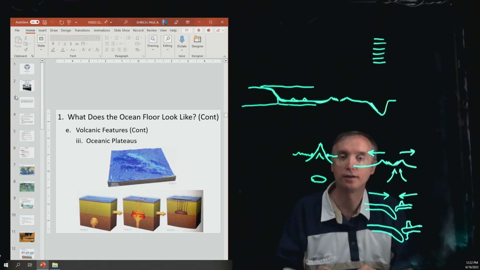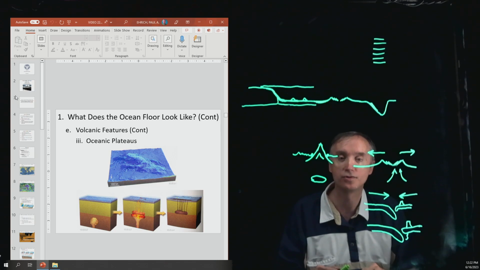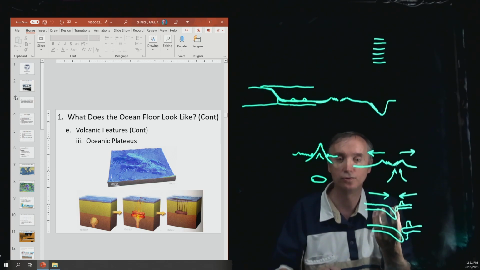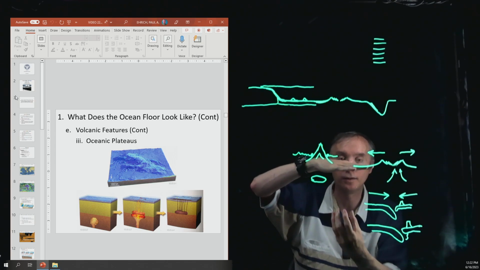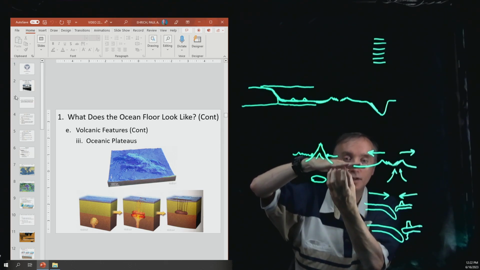Okay, another volcanic feature is an oceanic plateau. So remember that the kind of rock that makes up the ocean floor is going to be basalt and gabbro. So in the first picture there, it shows a blob of magma coming up from the asthenosphere, and then it's going to hit a lithospheric plate. So as it's coming up, it's going to hit that plate, and it's going to start to melt it.